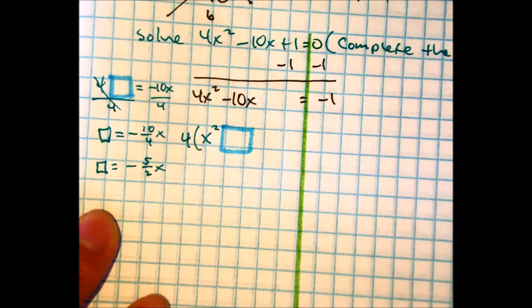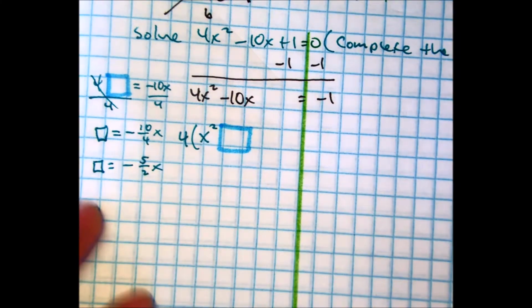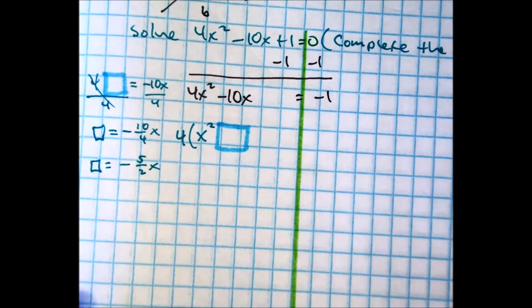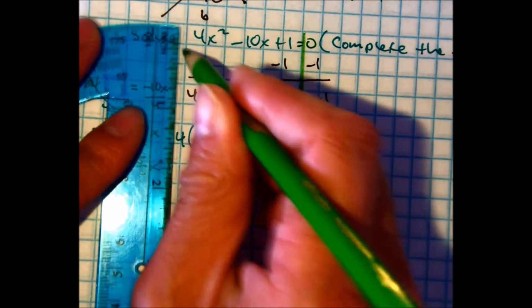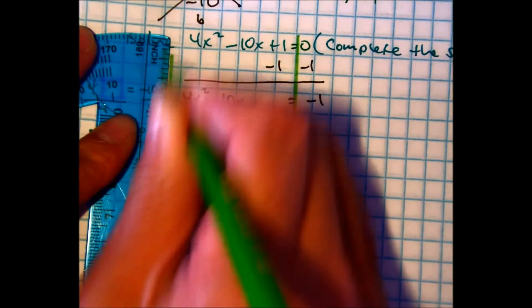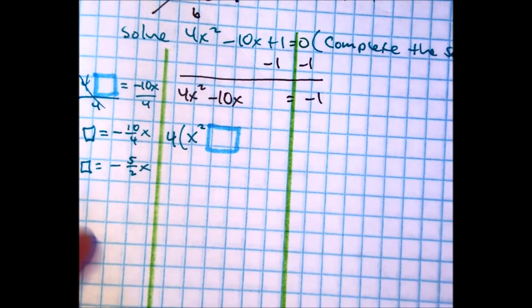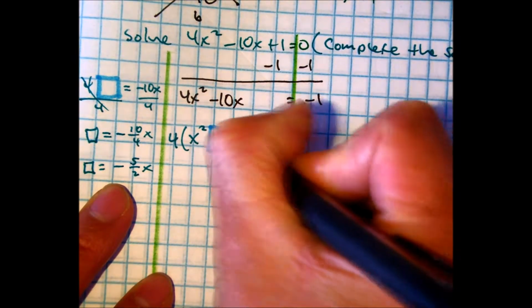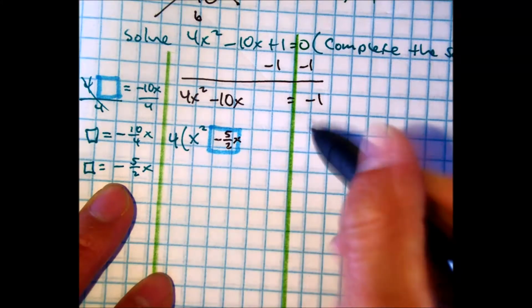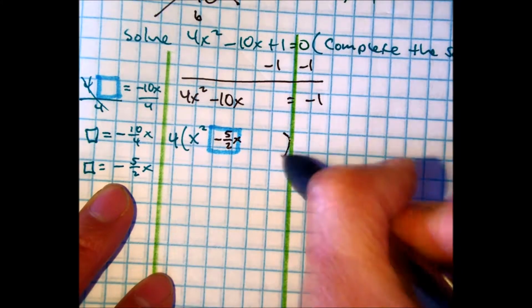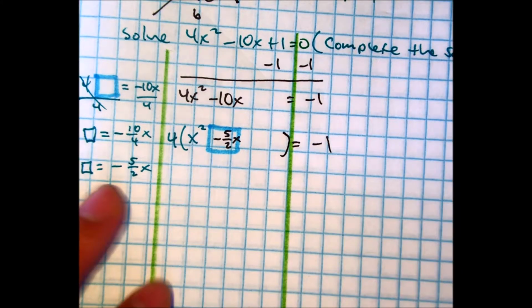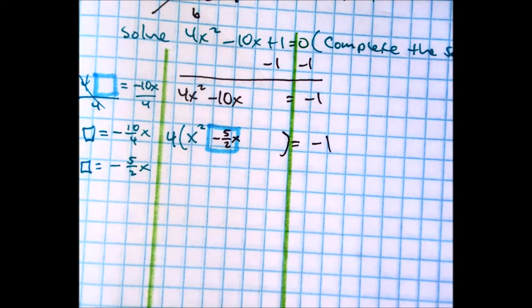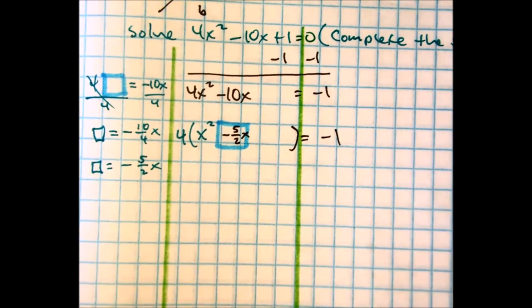So if you need to, you can do a side problem. Is that okay to do? Yes, it is. So this here becomes negative 5 halves x. Parentheses over there, negative 1. Okay. What's the next step? We just factor out an a value.